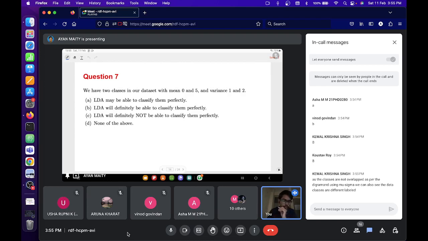Cable has written, as the classes are not overlapped as per the diagram using mu minus sigma, we can also see the data classes at different levels. So if we draw the data, this is mean 0, this is mean 1, and variance of 1, so it would be 5. So let's say here it would be somewhere here, and this is class 1 and this is class 2.